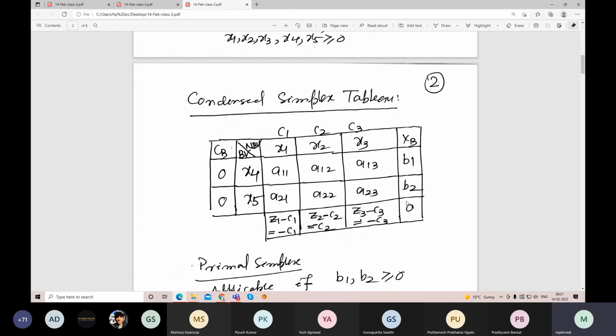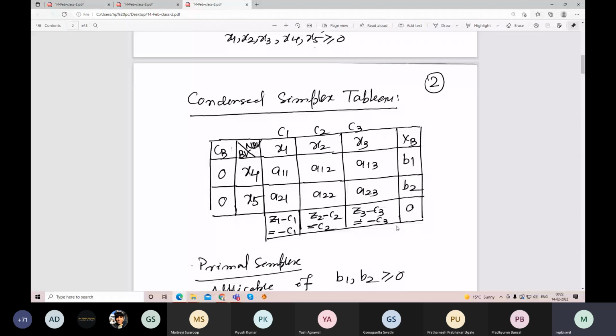Now the indicator row, the last row, has 3 boxes: Z1 minus C1, Z2 minus C2, Z3 minus C3. How to calculate, I have told you. Directly, we take the inner product of 0, 0 with the first column A11, A21, minus C1. Similarly, the inner product of 0, 0 with A12, A22, minus C2.